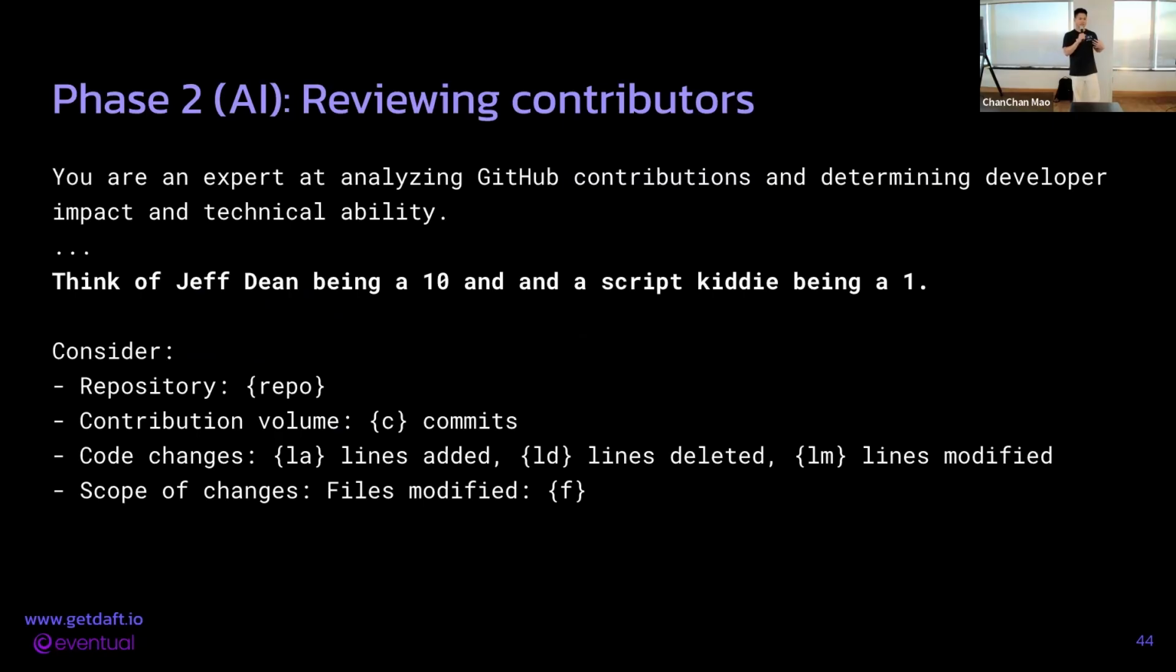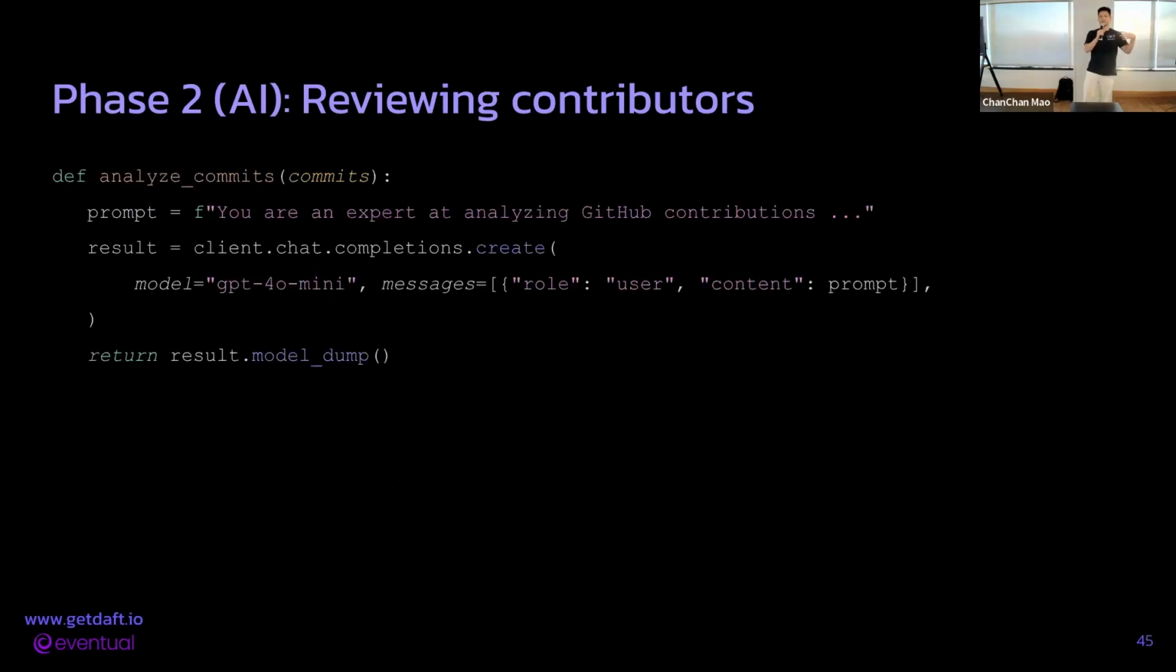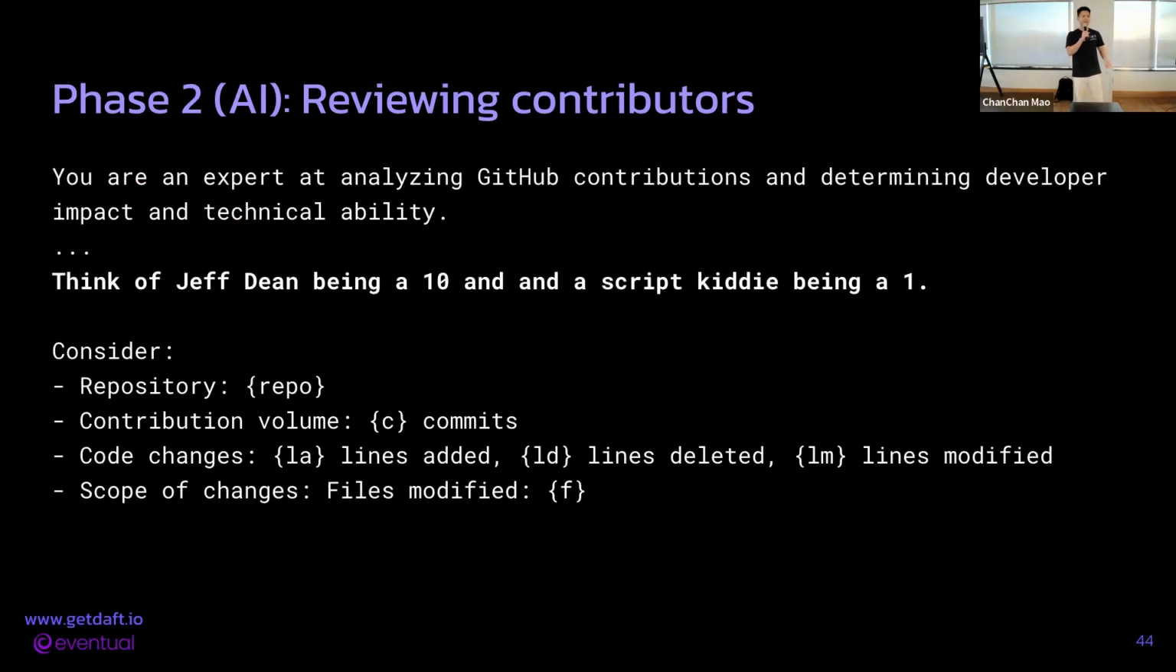We noticed that, and we thought it wouldn't be fair to us if we just gave the code and the commits to an LLM and let it tell us how good this developer was. We wanted to instruct it. We wanted to give it a rubric, right? I want the LLM to evaluate this guy or girl the way I'm gonna do it. And so this is real code from our script. We literally said, go back. Think of Jeff Dean as being a 10 and a script kiddie being a 1.